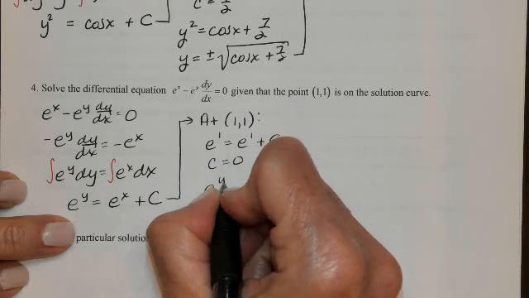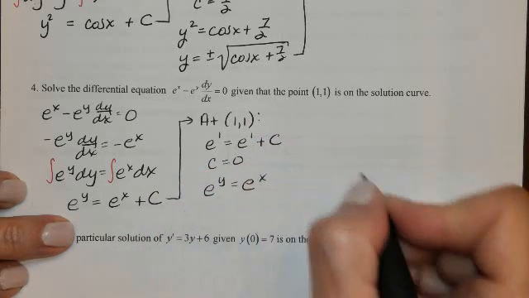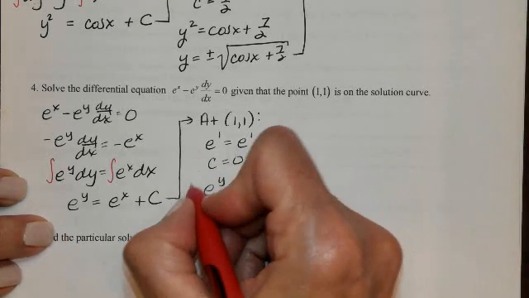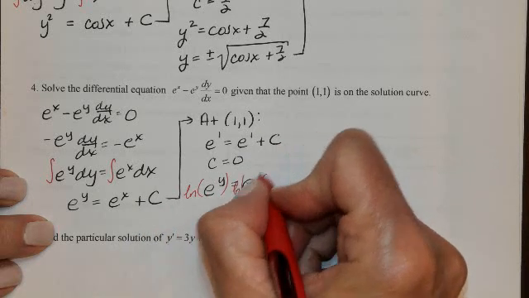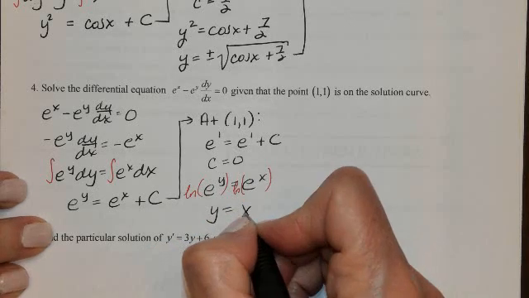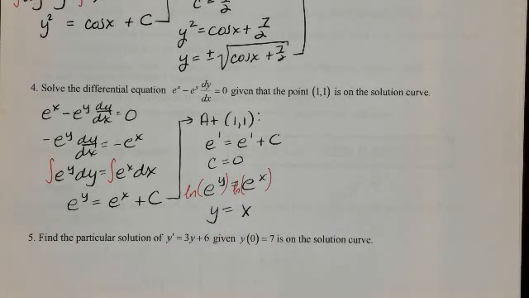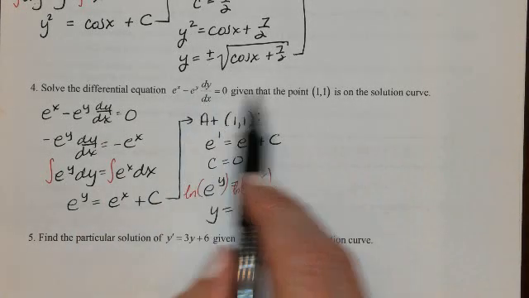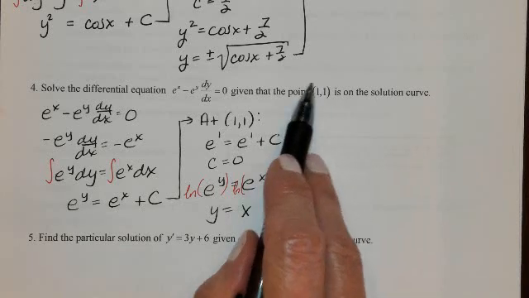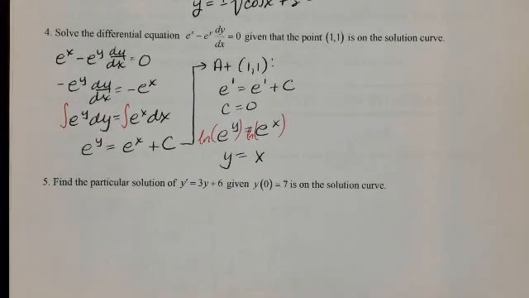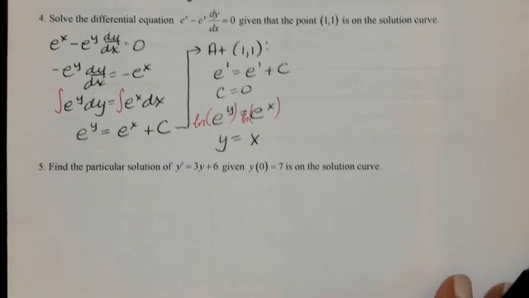So I get e to the y is equal to e to the x, and now I need to solve that for y. Well, how do we solve that for y? We take the natural log of both sides, right? And we're going to get y is equal to x. Nice. Okay, so that's our particular solution to the differential equation, and our solution goes through that point. You can always check it again, plug that point back in, make sure it's true. Okay, number 5.